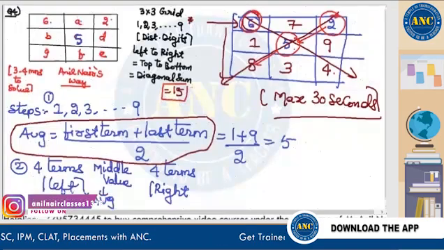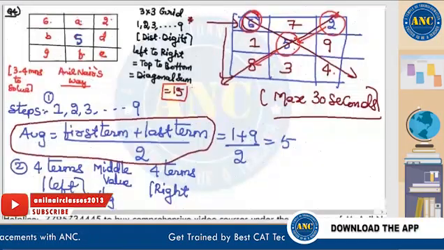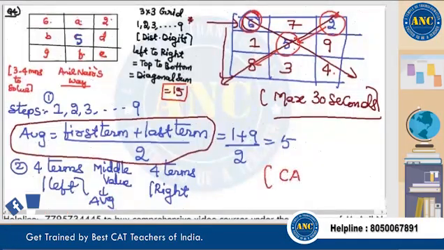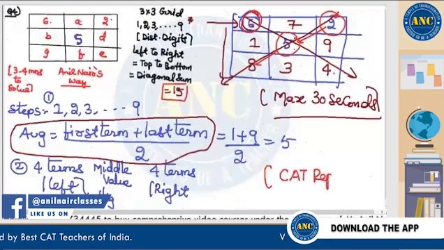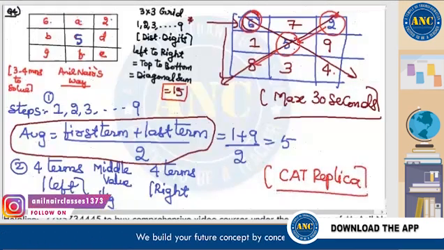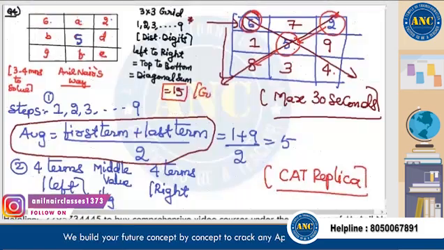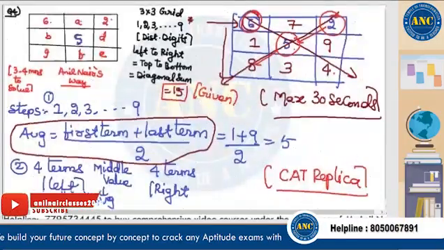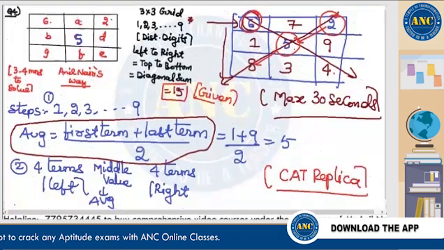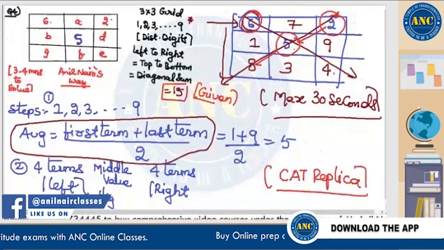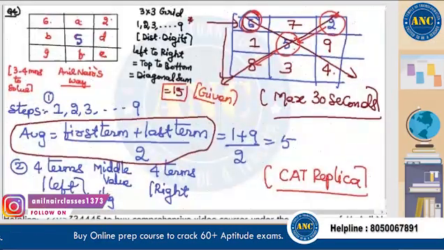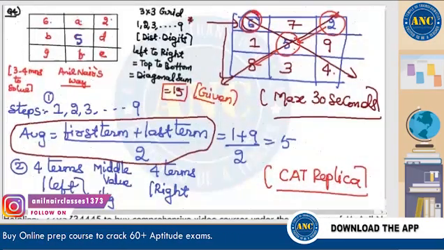I hope you understood the approach. I hope it is clear, right? This is a CAT replica question. Toughest question, solved in 30 seconds. It is given that the diagonal sum is 15. When I was explaining the question, I did not give that value at first. Diagonal sum is given as 15 in the question. I hope it is clear. Idea is clear. Next question.